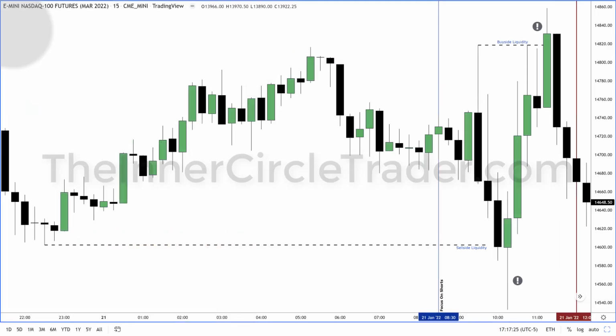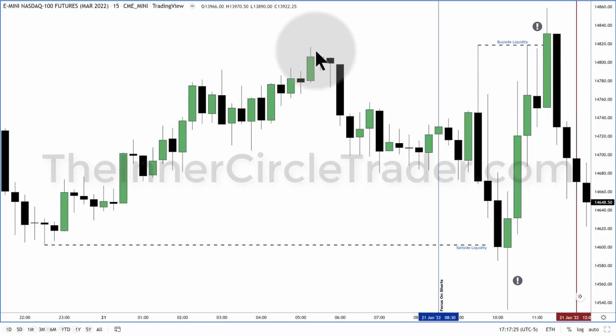All right, here is that chart. Again, 15-minute time frame on the E-mini NASDAQ 100 futures contract for March delivery 2022. Take your attention over here. This old low and these relative equal highs. See that? Below the old low are sell stops, and above the relative equal highs are buy stops.